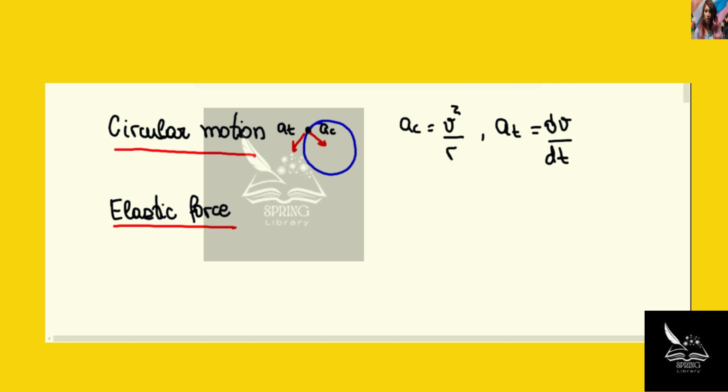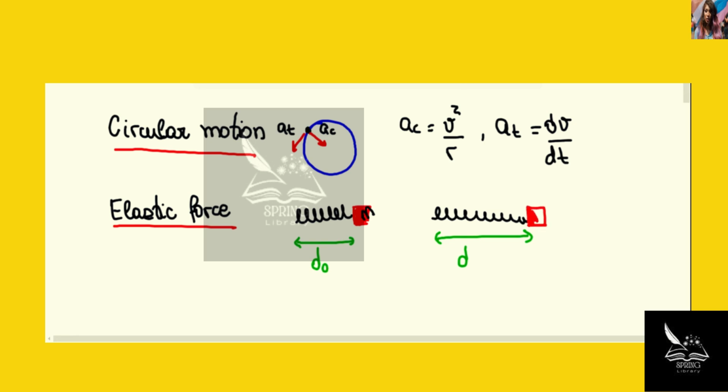Now, regarding elastic force, consider that we have a spring attached to a certain block. The block has a mass m, and the spring has an unstretched length, that I'm going to call d0. Now consider that the spring is then stretched to a length d.